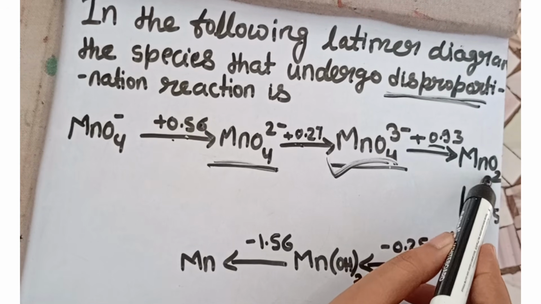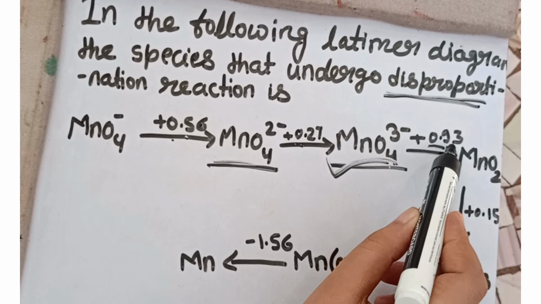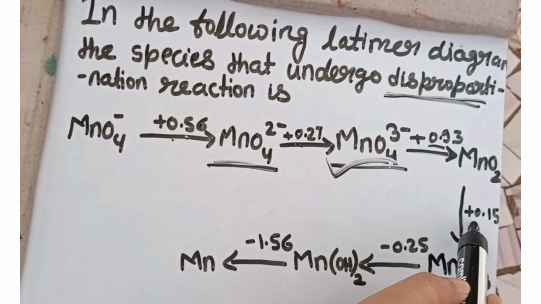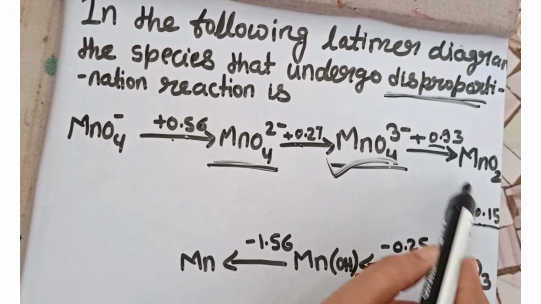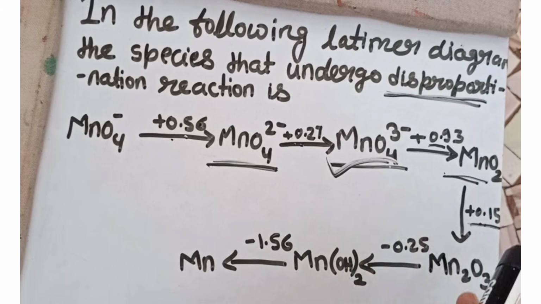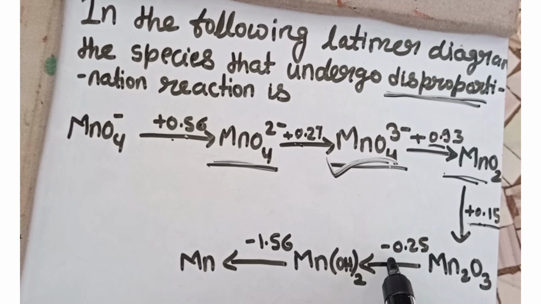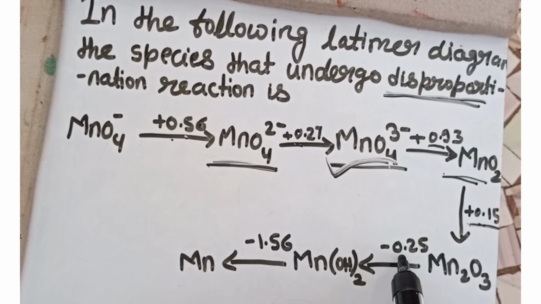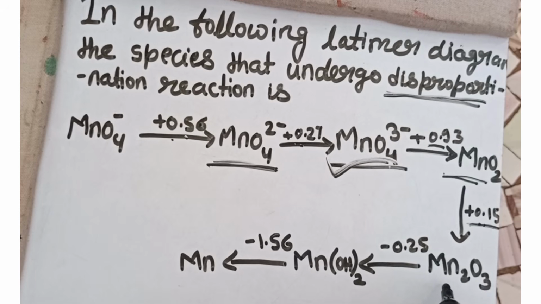Now look at the MnO2. On the right side, we have 0.15, on the left side we have 0.93. For disproportionation, the right side value should be greater than the left side, which is not the case here. Therefore, MnO2 will not undergo disproportionation reaction. Now for Mn2O3, look at the value on the right side and on the left side. This value is negative, so this is indeed not greater than this value. Therefore, Mn2O3 will also not undergo disproportionation reaction.